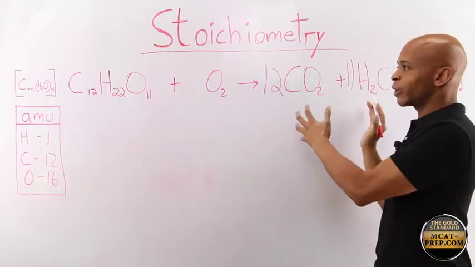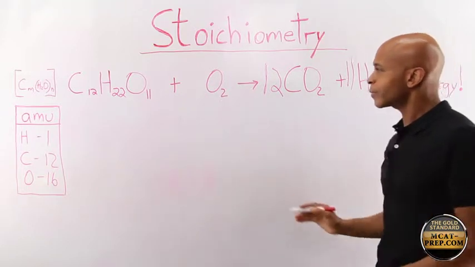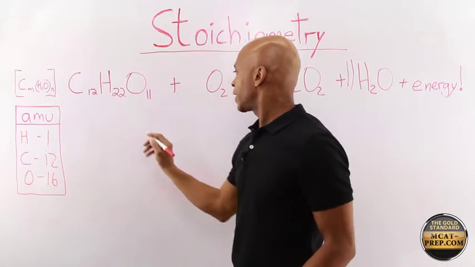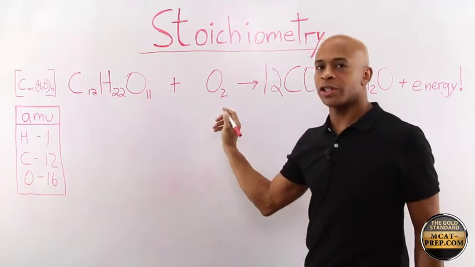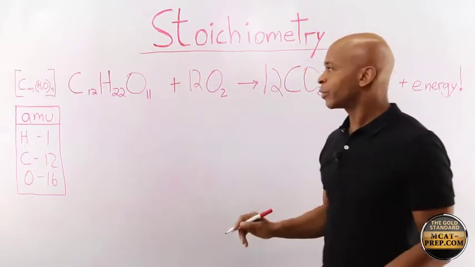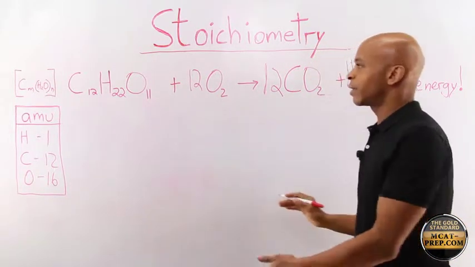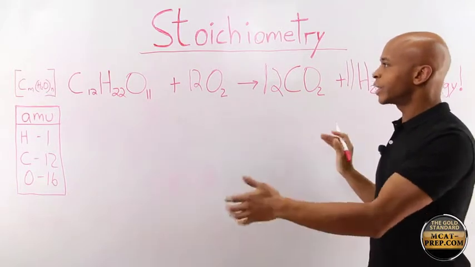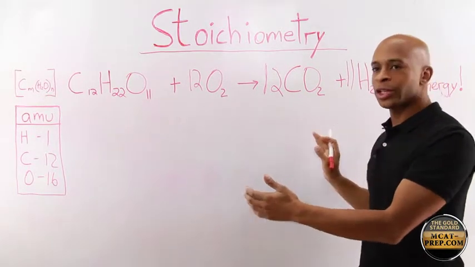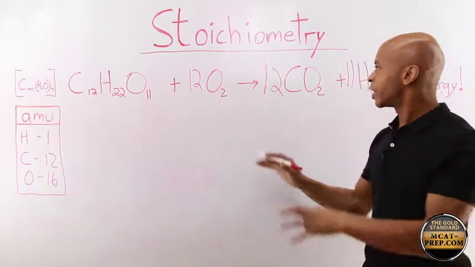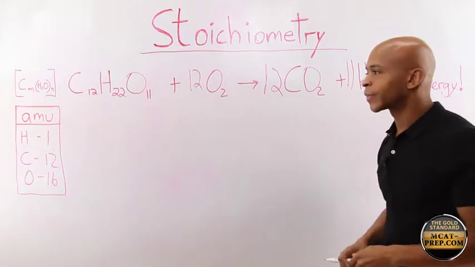So on the right side, we have 35 oxygens, and on this side, we have 11 here, okay? So that means we need 24 oxygens from this guy. To get 24 oxygens here, we have 12. You can check again, and you will see now that there's 12 carbons on both sides of the equation, 22 hydrogens on both sides, and now there are 35 oxygens on both sides of the equation. The equation is balanced.